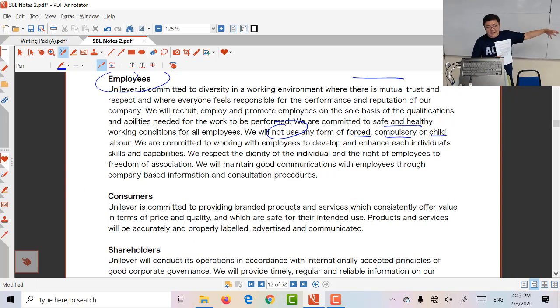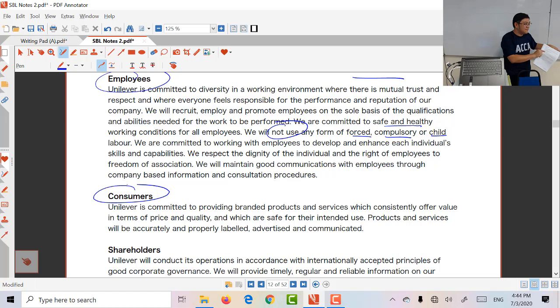Okay, now go on. They say that we respect dignity. We allow staff to have freedom of association. Now, that's example of employee. Okay, consumer. Is consumer their customer? No. Consumer don't buy from Unilever. Consumer use Unilever product, but they don't buy from Unilever. Do you go to Unilever and buy things? No, you buy from where? Tesco. So Tesco is the customer, but we are the consumer. We buy from Tesco. We don't buy from Unilever.